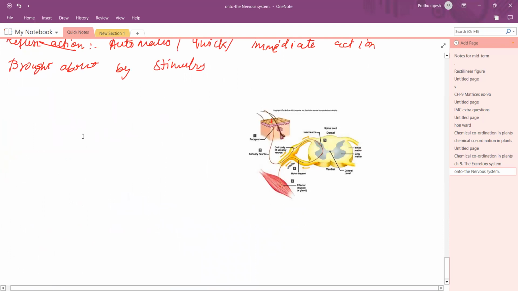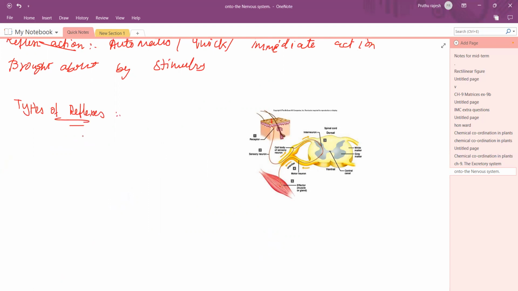Now we know what is reflex action. Let us learn about the types of reflexes. There are two types of reflexes. One is natural reflexes. Another one is conditioned or acquired reflexes.